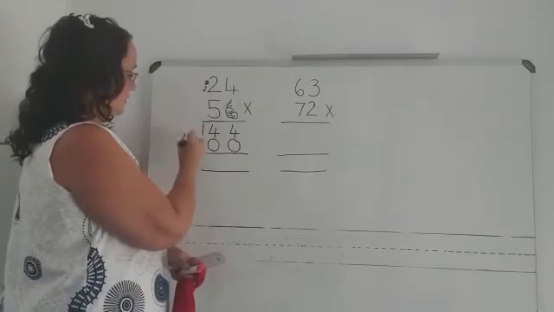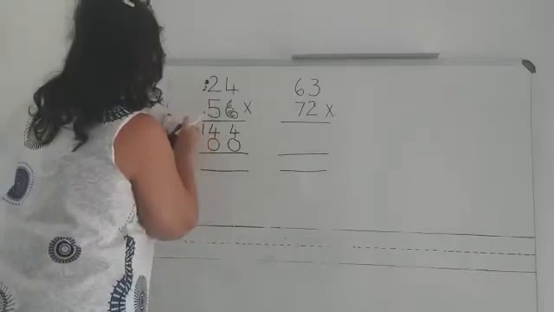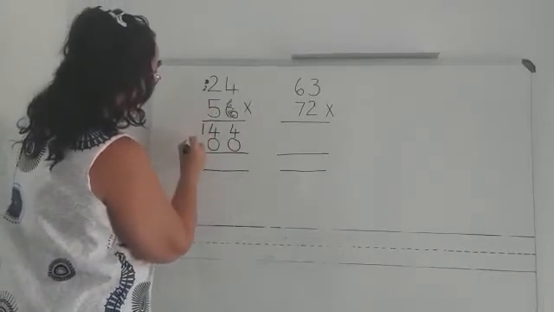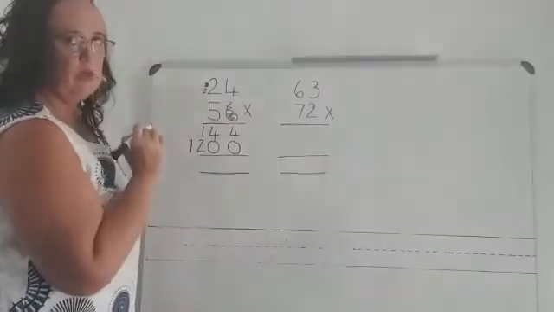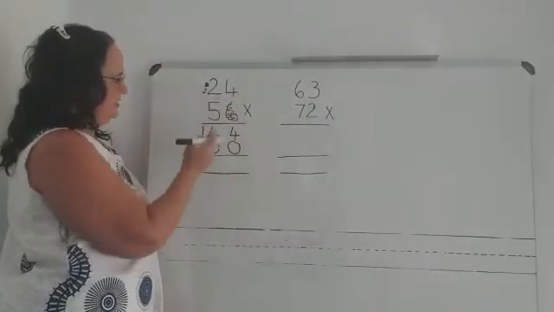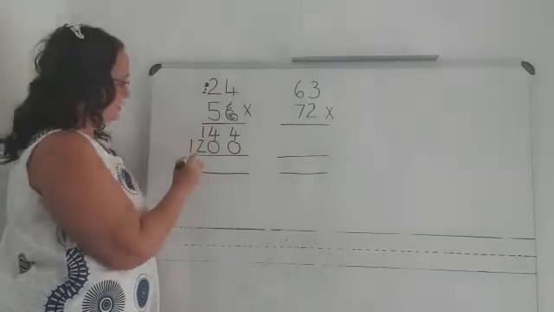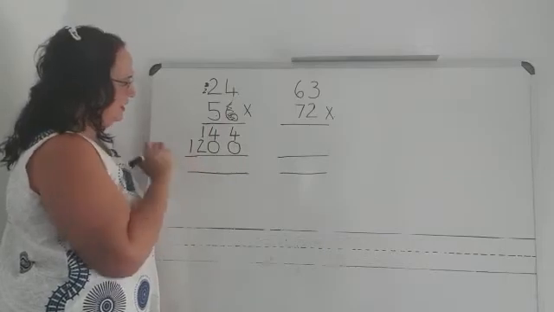Right, so, oopsie, oh dear. We want to have them nicely lined up under each other. Okay, right, so you've got your units, your tens, your hundreds, and a thousands column. Just going to extend that a little bit.